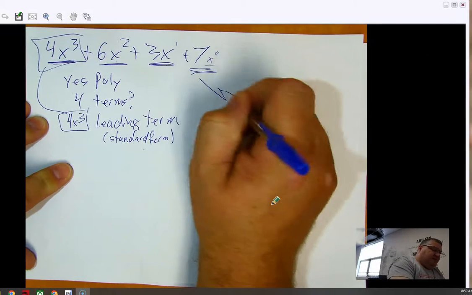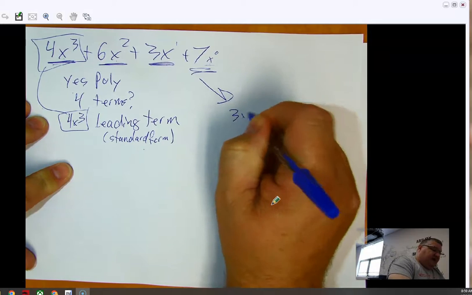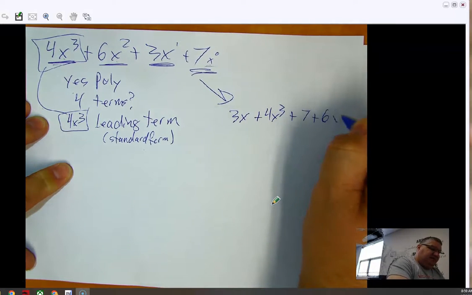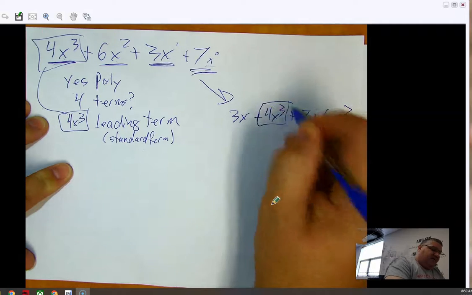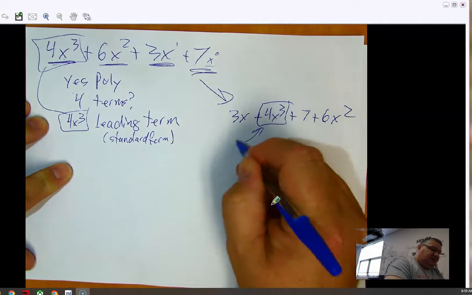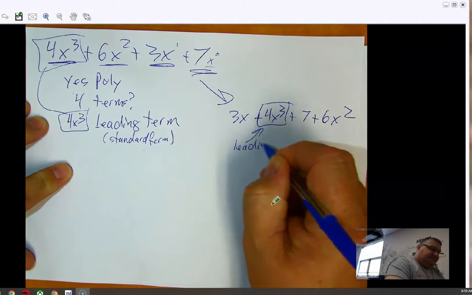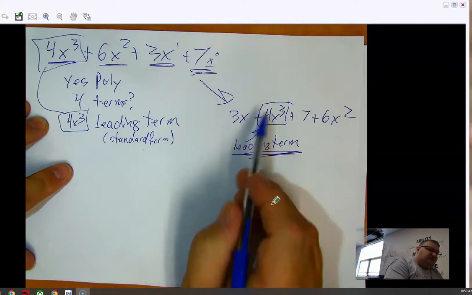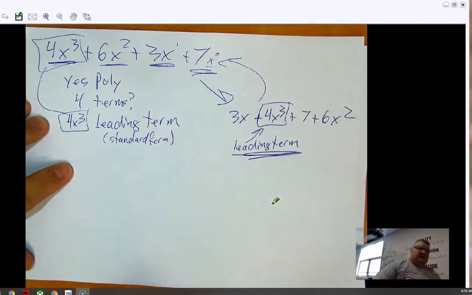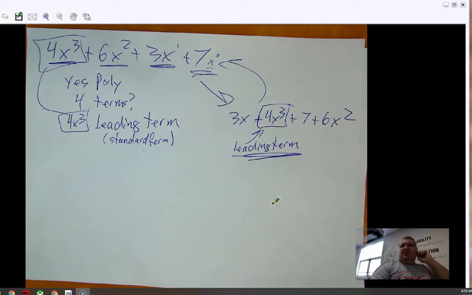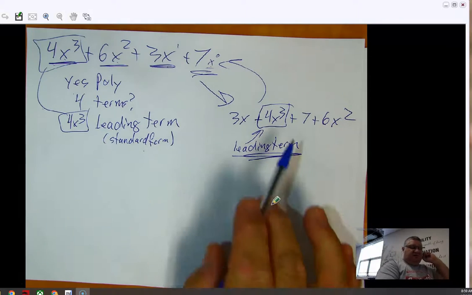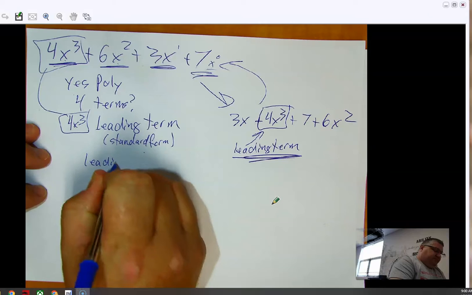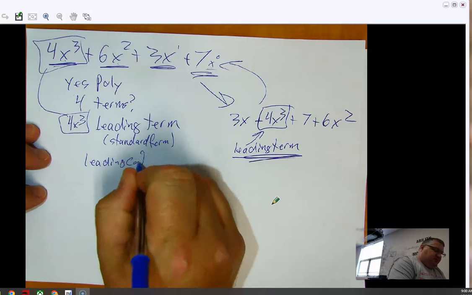If this were written as 3x plus 4x cubed plus 7 plus 6x squared, 4x cubed is still going to be the leading term, because you can only tell the leading term once you've put it into standard form, when you put it in order. So the leading term is always going to be the biggest power term. That means the leading coefficient.